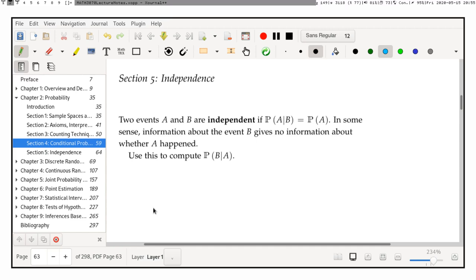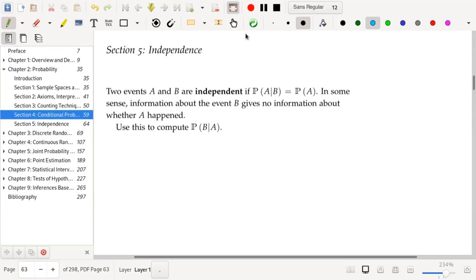I've heard some people say that independence is what keeps probability as a mathematical theory from just being a subset of analysis. So we're going to talk about independence. If you come away from this lecture not knowing what independence is, then that's bad. That's really bad. You must understand independence because it is used everywhere. It's one of the most important ideas in probability theory.